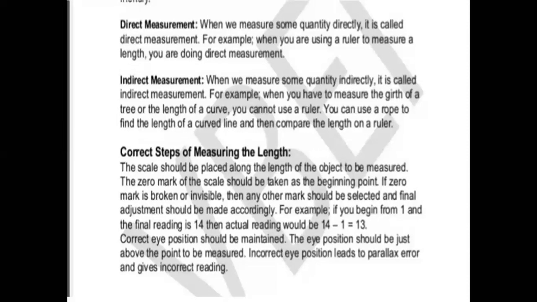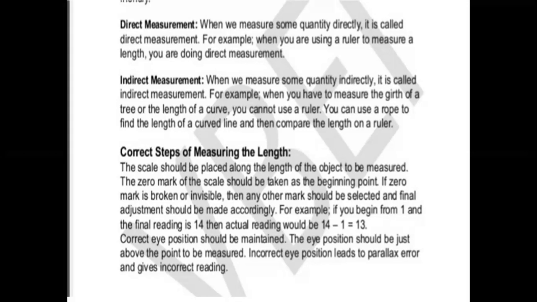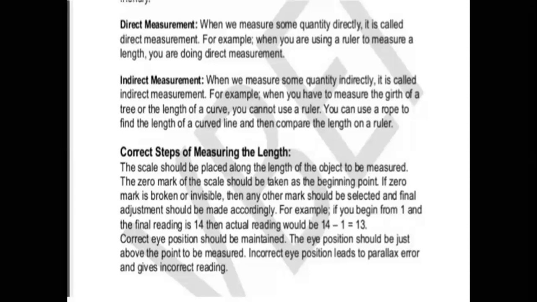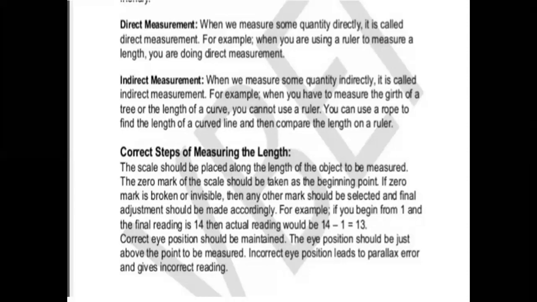There is an activity in the book on how we can measure the length of a curved line. A straight line we can easily measure with a measuring tape or a ruler, right? So, the correct steps of measuring the length. Whenever you have to measure the length, you have to start off with a zero. If the zero is broken, for example, if we take the example of a scale, and the zero part is broken and we are starting it with 1 centimeter, and the final reading comes at 14, then the actual reading would be 14 minus 1. Right? That we call the minimum value which can be measured.